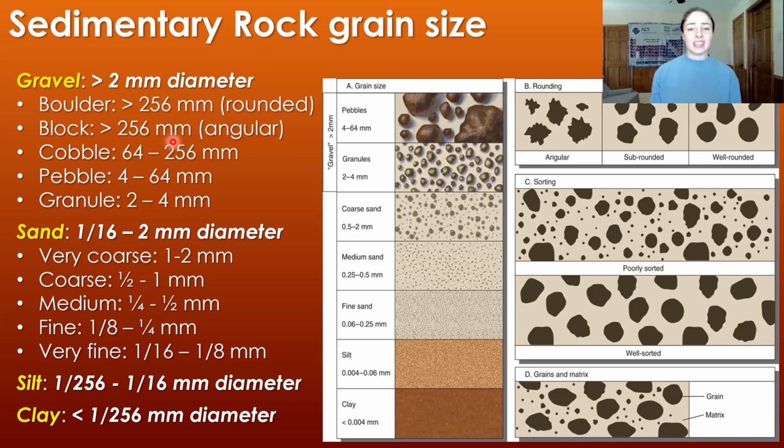And you might think, why does that matter? Why do we have to have a whole different rock term for angular versus rounded material? Well, it has to do with how the rock forms. If it's more angular, obviously it went through less transport.